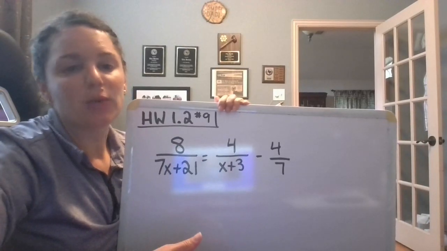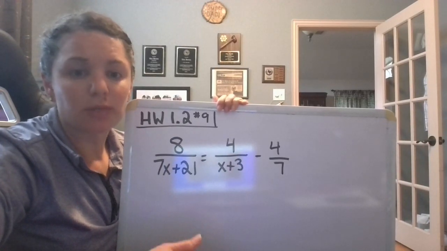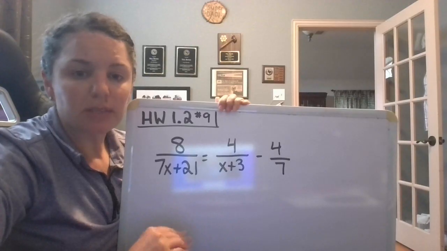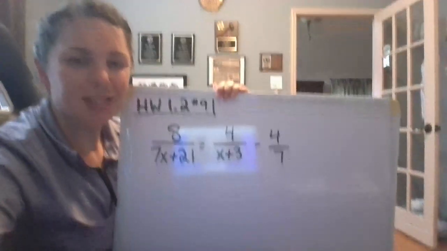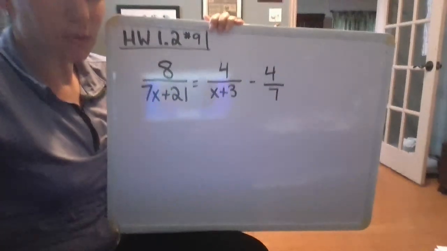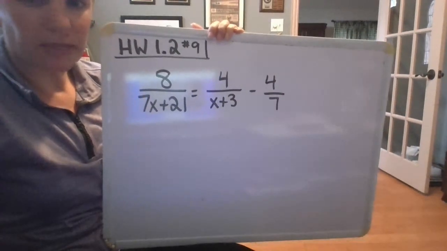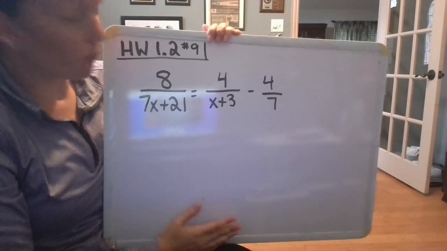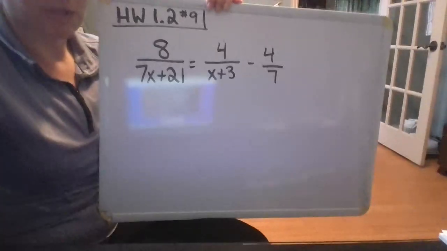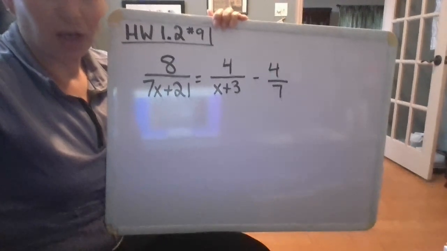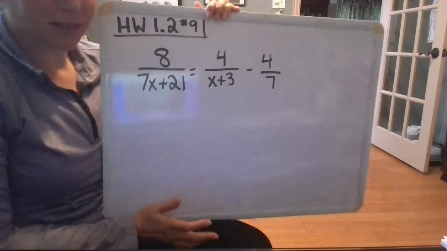Hi everyone, I had a question on homework 1.2 number 9. I just wanted to explain a little bit on how to solve this and the steps that you need to do. For homework 1.2 number 9, this is just an example of one of those questions. Remember how the numbers change every single time that you do the problem? So this is just trying to show how to do a generic problem like this.